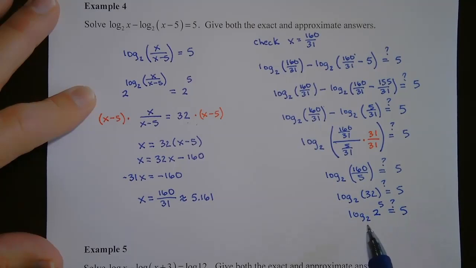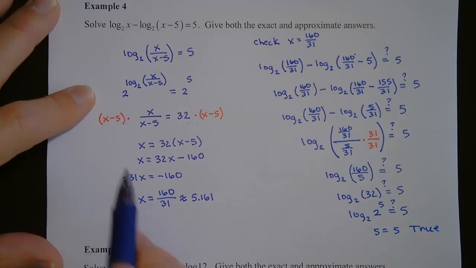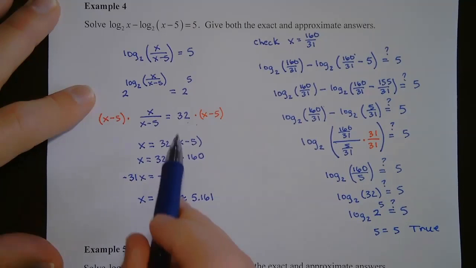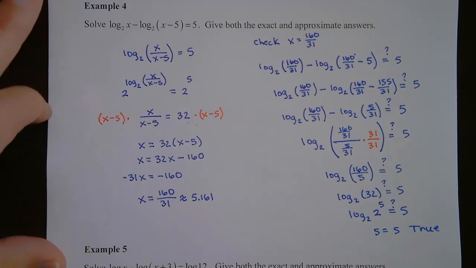And then what does that mean? Well, these undo each other, right? So you have 5 equals 5. So this is a true statement, which means the answer we got actually works. It works in the logarithm and in this equation that we solved right here that we converted it to, okay?